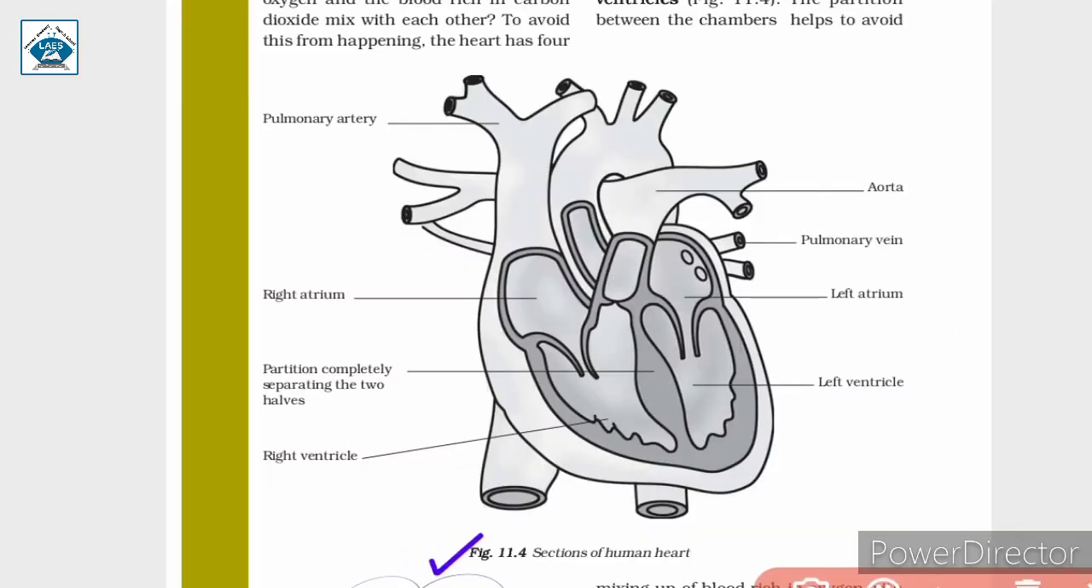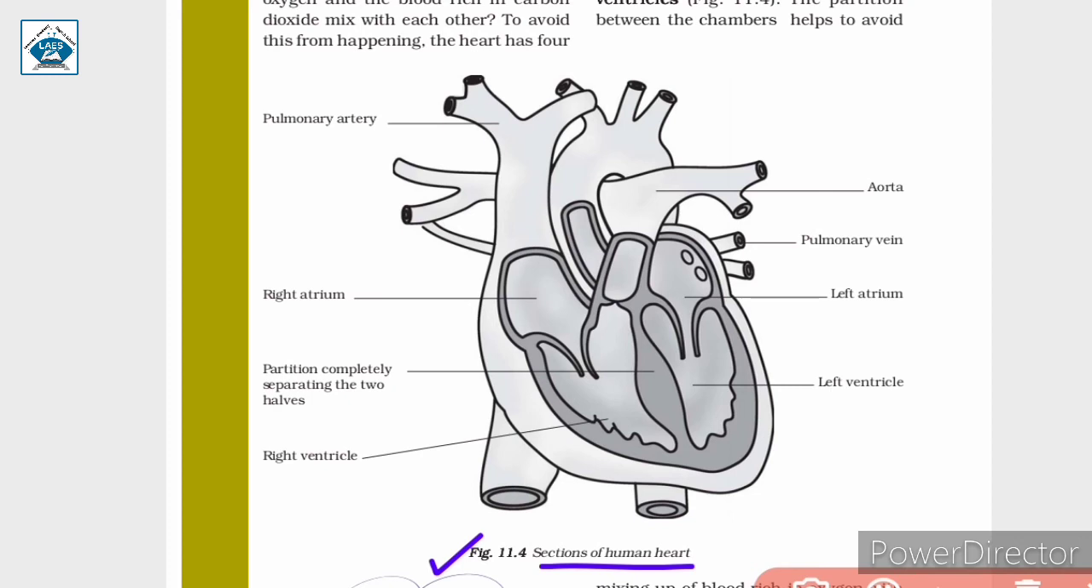In figure 11.4, we are given the sections of the human heart. The heart is divided into 4 chambers, which prevents oxygen rich blood from mixing with carbon dioxide rich blood. Now these chambers are called atria and ventricles. The atria, or the upper chambers, contain blood with no oxygen. The lower 2 chambers are called the ventricles. This contains oxygen rich blood.